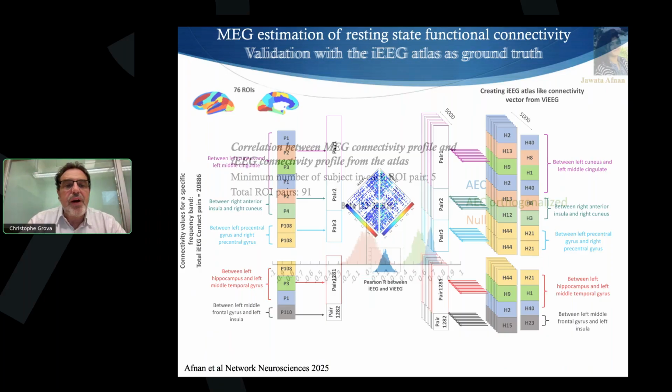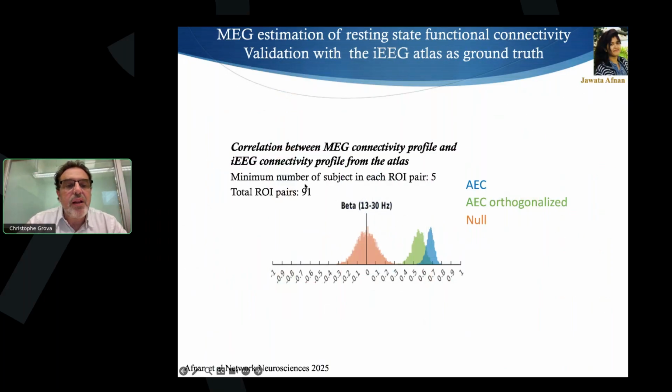So for instance, if I look at the correlation profile in the beta band, here we have a minimum number of subjects in each region. We are using around 30-ish regions. So we have 5 subjects, and the total number of pairs that were considered here was 91, the minimum.